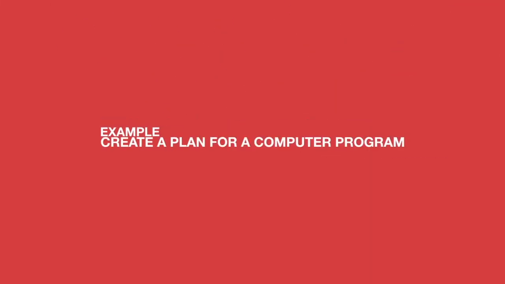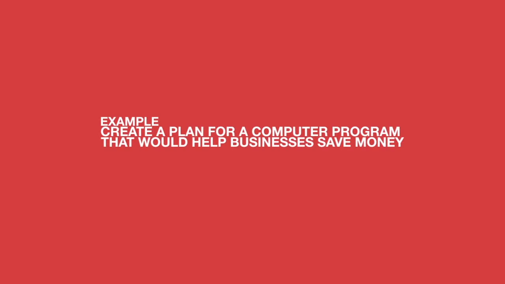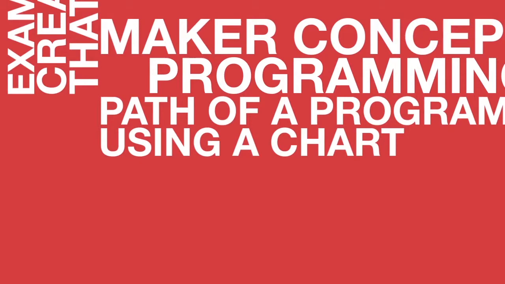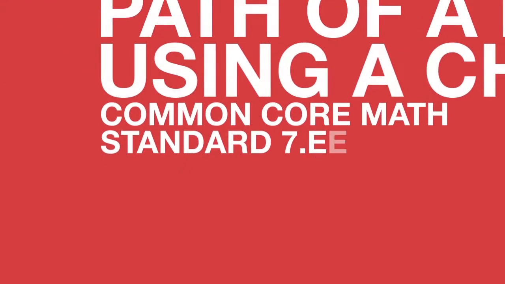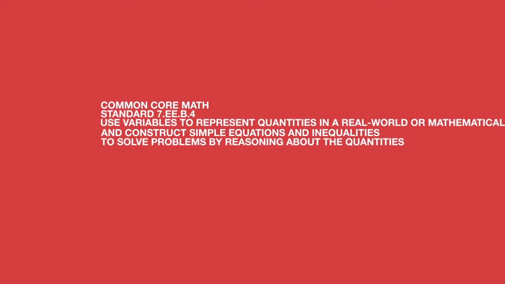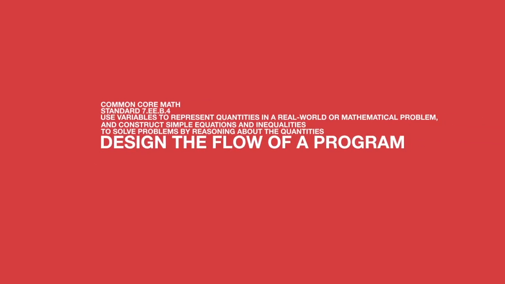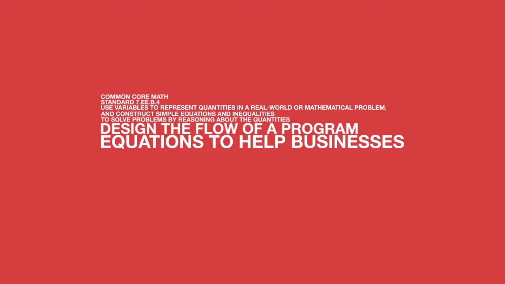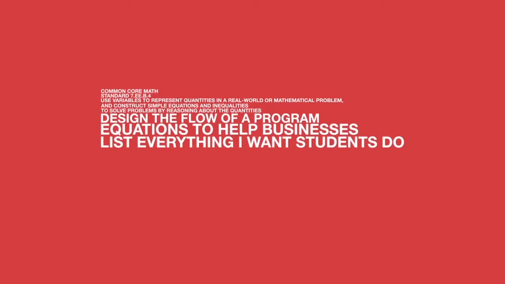For our example, we were having students create a plan for a computer program that would help businesses save money. We're using the maker concept of programming and demonstrating the path of a program using a chart. Let's also say that I'm integrating the Common Core Math Standard 7.EE.B.4: Use variables to represent quantities in a real-world or mathematical problem and construct simple equations and inequalities to solve problems by reasoning about the quantities. So I'm going to have them design the flow of a program that would use some simple equations to help businesses.